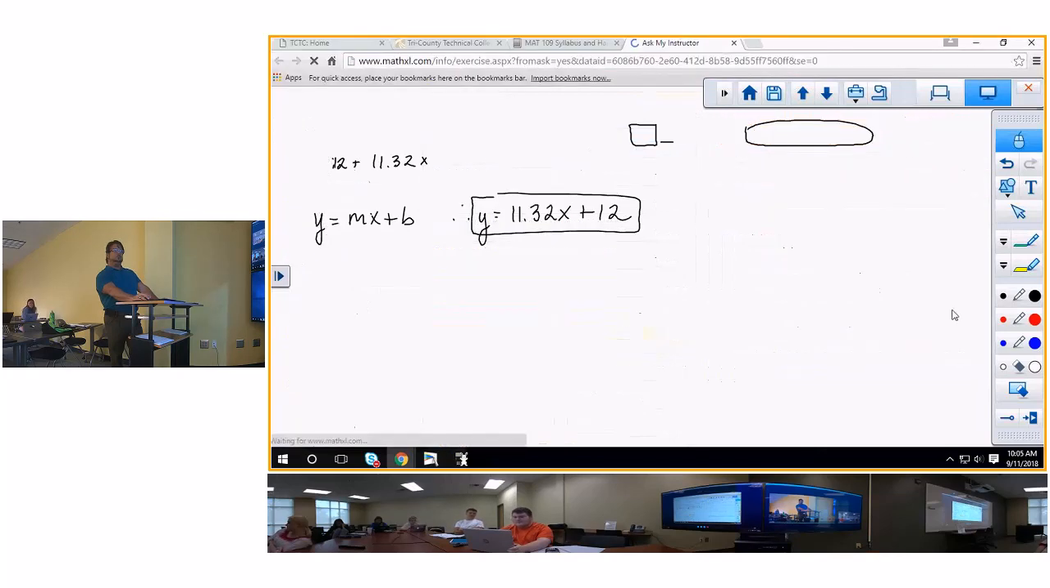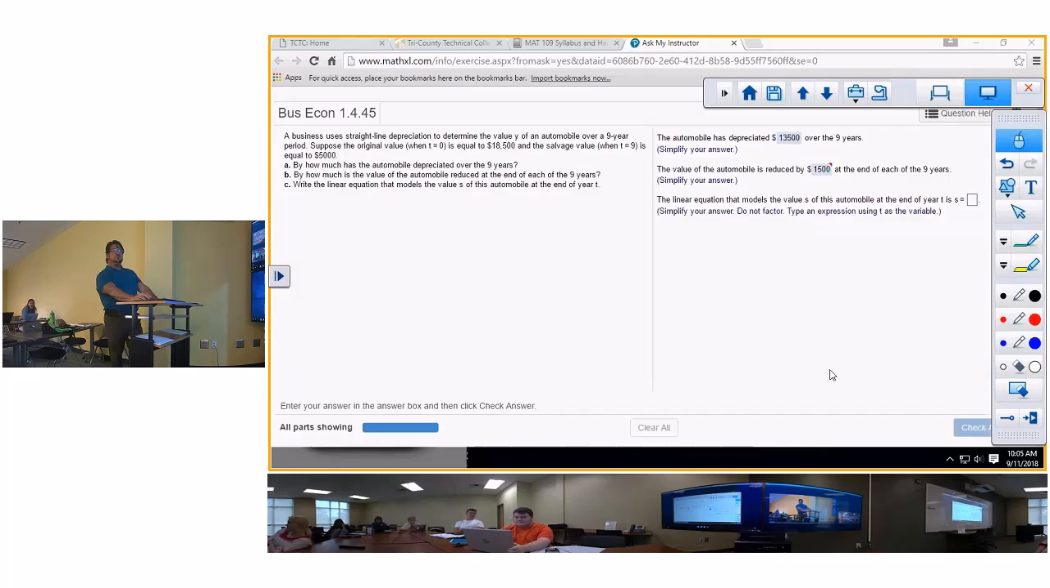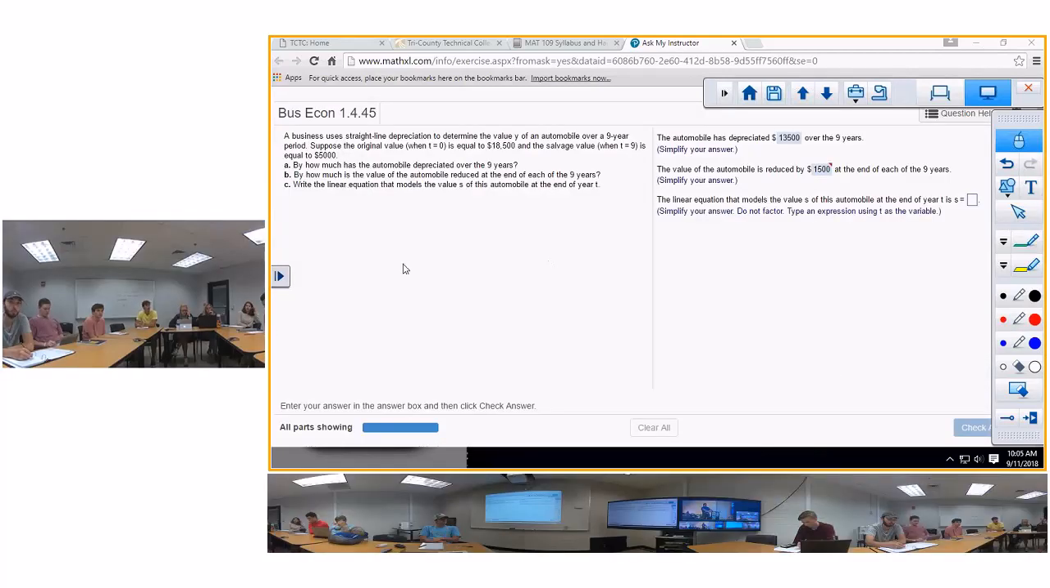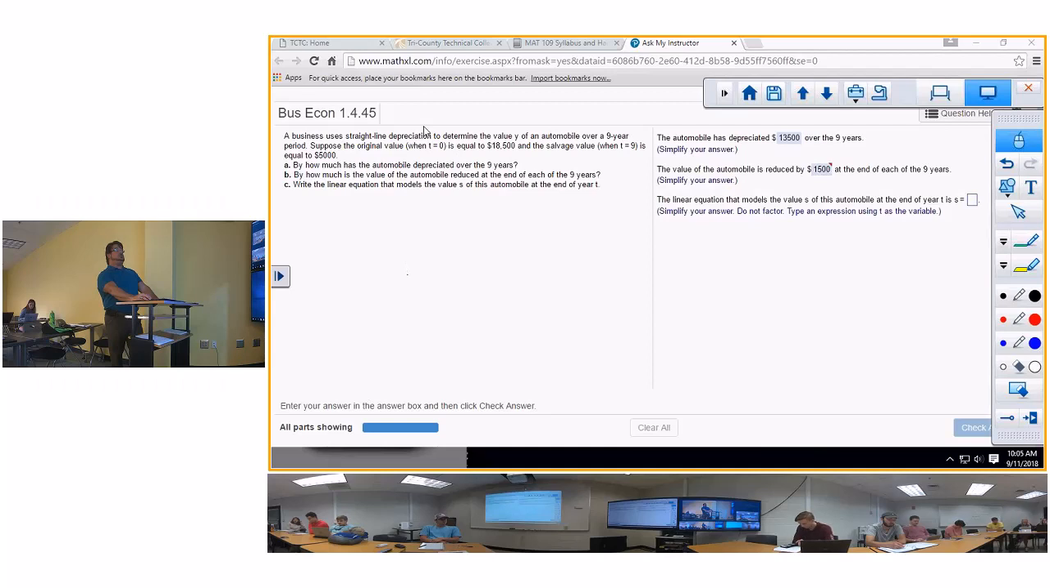1.4.5/11. A business uses a straight line depreciation, which means a negative slope, to determine the value y of an automobile over a 9-year period. Suppose the original value, when t is equal to 0, is equal to 18.5. And the salvage value, when t is equal to 9, is equal to 5,000. Okay, so you got to look, you got to draw it first.